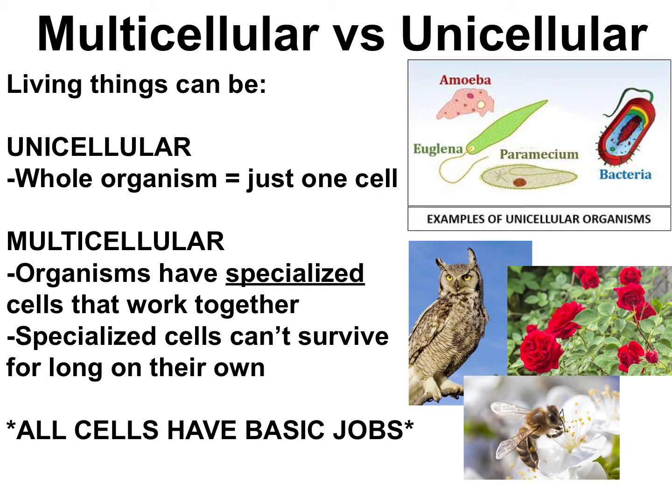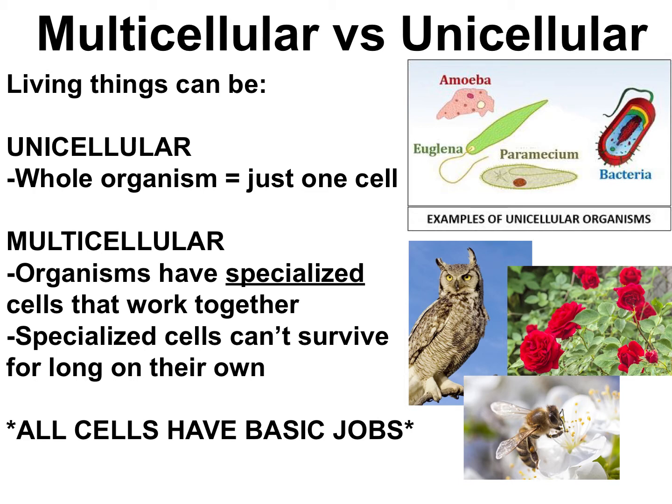Multicellular organisms are made of many different cells with many different jobs. In multicellular organisms, cells are specialized to carry out a specific function that benefits the whole organism. Blood cells carry oxygen, muscle cells contract to move, neurons carry signals between body parts, and so on.